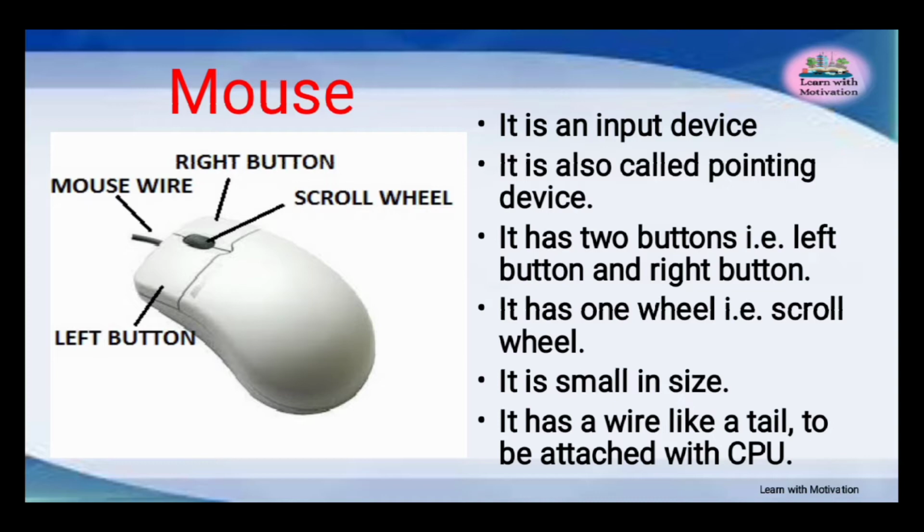It has two buttons. Left hand side is left button and right hand side is right button. It has one wheel that is called scroll wheel. It is small in size. It has a wire which is just like a real rat tail to be attached with CPU.